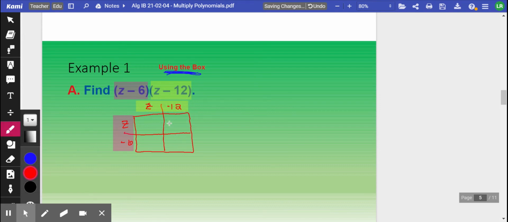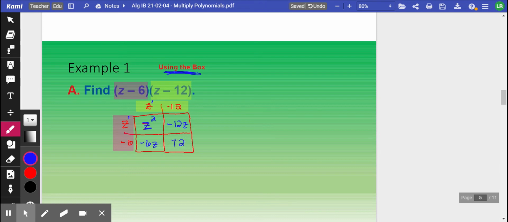And now inside the box, I'm doing all my multiplications. Okay. z times z. So let me change my colors. z times z is z squared. Okay. Then we have z times negative 12, which is negative 12z. And I will remind you, remember, we're doing z times z. Don't forget, when you multiply, you have to add exponents. Okay, now I'm down to the negative 6. I'm going to do my multiplications with that. Negative 6 times z is negative 6z. And negative 6 times negative 12 is positive 72.